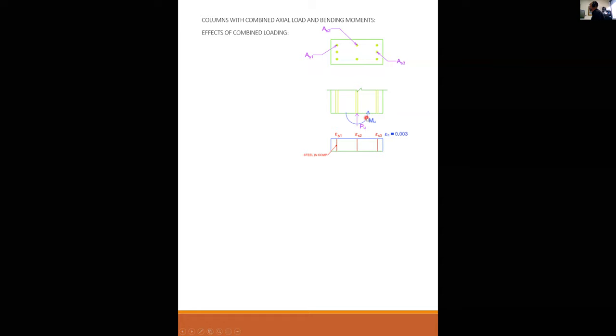Okay, let me take that back. Axial load is not always assumed to go through the centroid. If you have an eccentricity of the axial load, that is the moment. But in this image here, I have resolved that to an axial load through the centroid and an overturning moment.